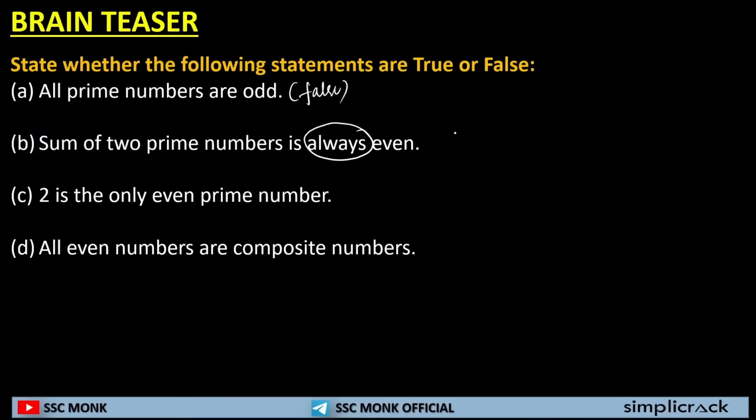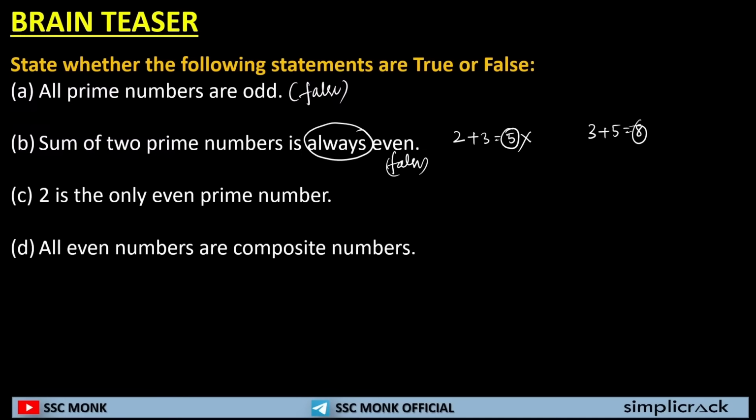Now see, 2 is a prime number. If I add it with 3, will I get an even number? No. But if I add 3 plus 5, I will get an even number. So it is not always. In some cases where 2 is added, I will get an odd number, otherwise I will get an even number. So this statement is false.